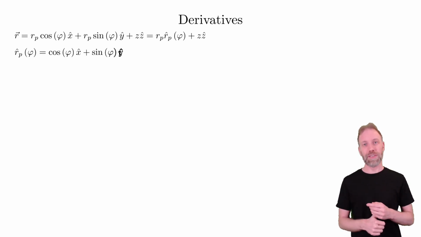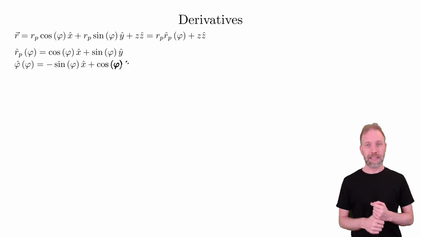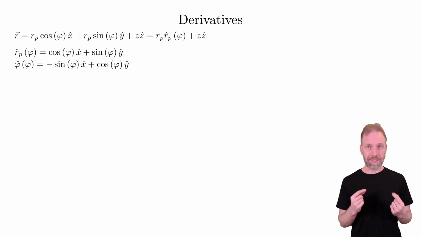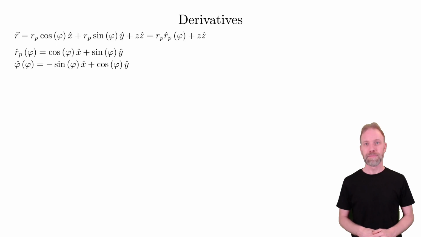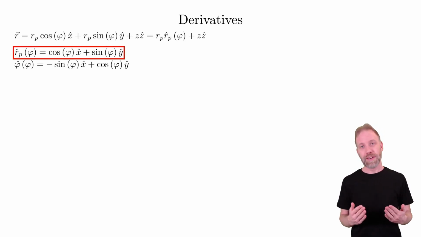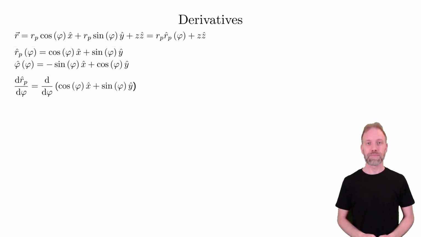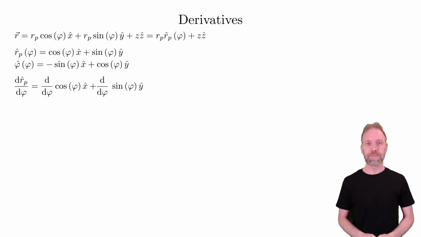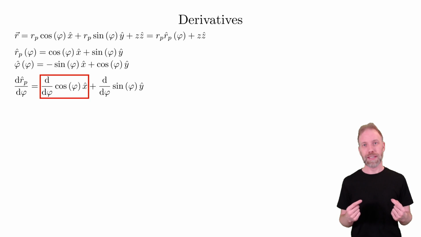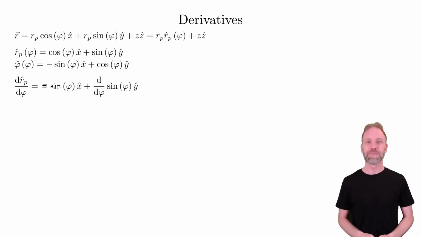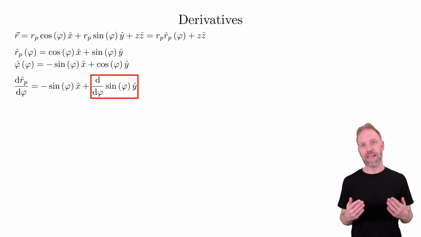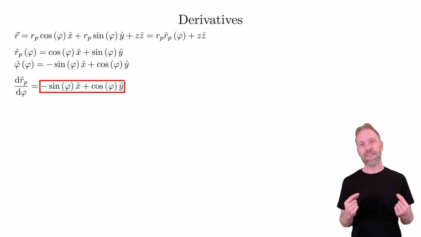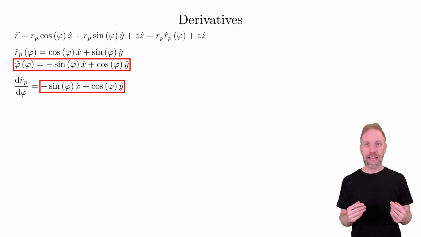First, let us recall our unit vectors rho hat and phi hat in cylindrical coordinates. Note that both are dependent on the angle phi. This means that we get a derivative with respect to phi. We can distribute the derivative operator. The derivative of cosine phi is minus sine phi. And the derivative of sine phi is cosine phi. This means that we can identify the derivative of rho hat with respect to phi as the unit vector phi hat.